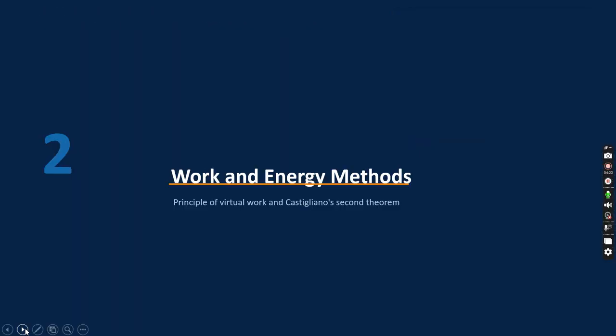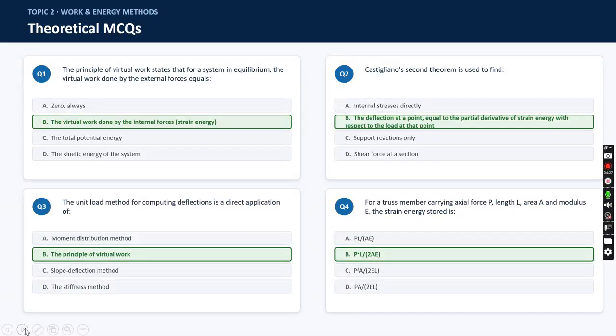We'll go to the next question, from the work and energy method. There are 4 MCQs on this topic. The principle of virtual work states that for a system in equilibrium, the virtual work done by external force equals the virtual work done by the internal force. Option B is the right answer.